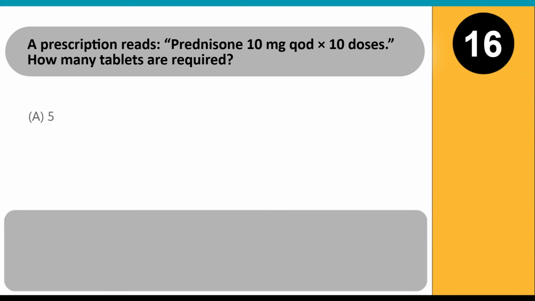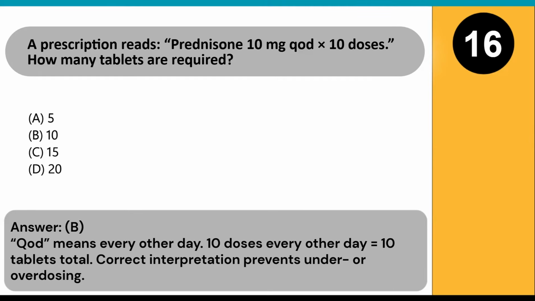A prescription reads, prednisone 10 mg QOD times 10 doses. How many tablets are required? A. 5. B. 10. C. 15. D. 20. Answer, B. QOD means every other day. 10 doses every other day equals 10 tablets total. Correct interpretation prevents under- or overdosing.